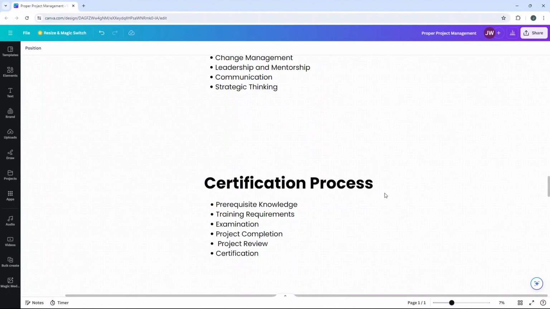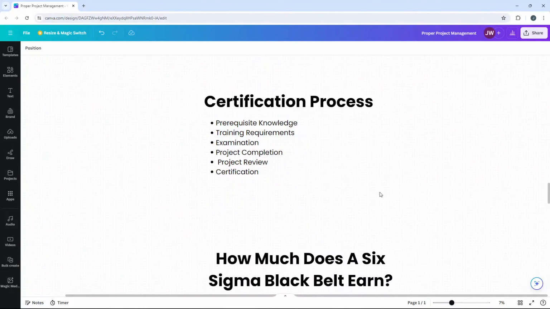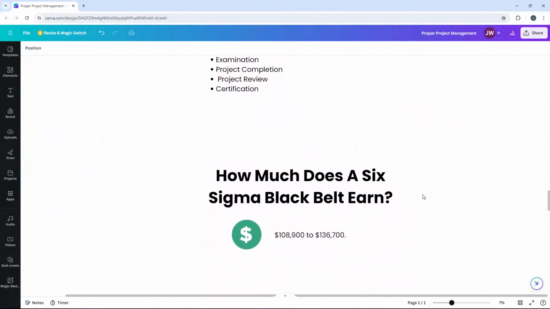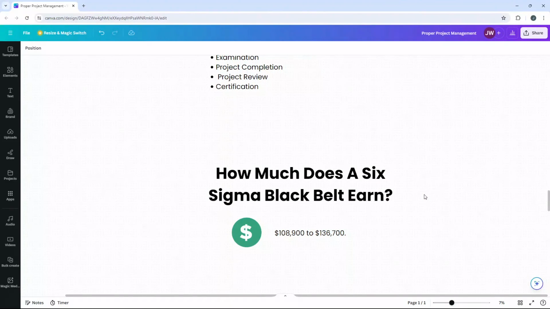So going through that process, you're probably thinking, what's at the end of it? How much does a Six Sigma Black Belt earn? Well, in 2022, the average salary for a Six Sigma Black Belt in the United States is $126,900. And that falls within the range spanning from $108,900 to $136,700. Now, bear in mind that this salary does differ depending on the industry and the organization, among other factors as well.